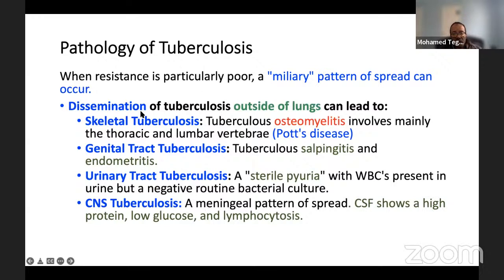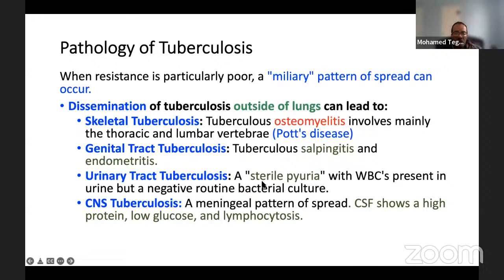And now the disease, besides infecting the respiratory system, can also disseminate throughout the body, infecting the skeletal system and causing osteomyelitis. A very common form of TB osteomyelitis infects the lumbar vertebrae, and we all remember Pott disease. Genital tract tuberculosis can also cause salpingitis in females, both salpingitis and endometritis, and definitely that comes with a risk of infertility. In males it can also cause epididymitis.